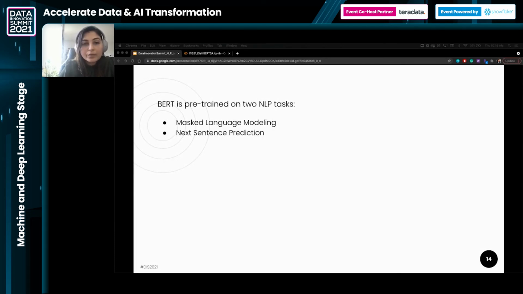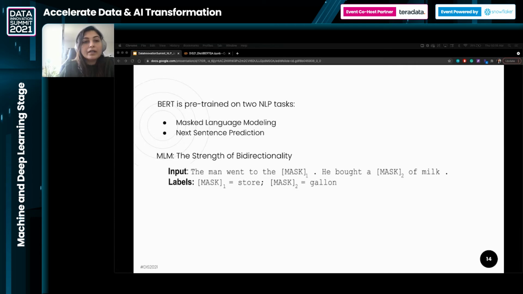So BERT is pre-trained on two NLP tasks. One is masked language modeling, and the other is next sentence prediction. Masked language modeling is the first example that I am showing here; it tests the strength of bidirectionality. Say you're training on 1.6 trillion parameters, there is bound to be a similar sentence or a similar combination the computer will find.